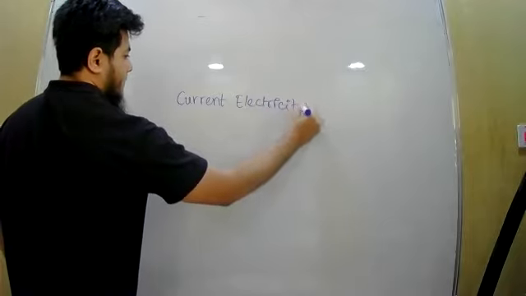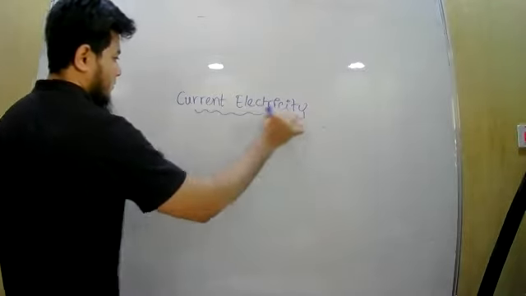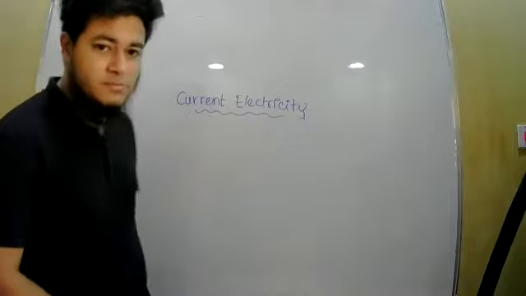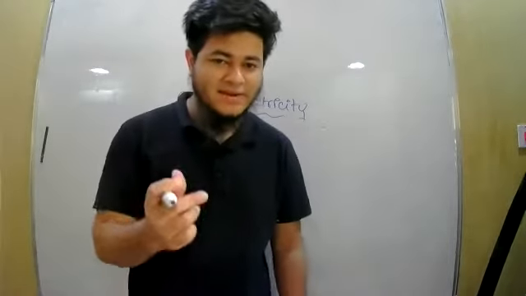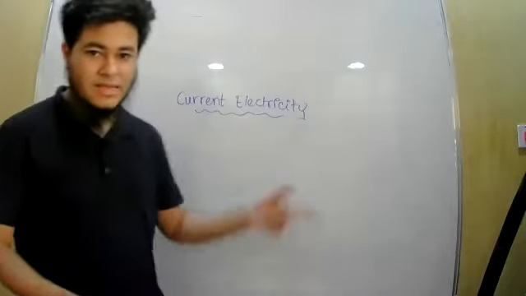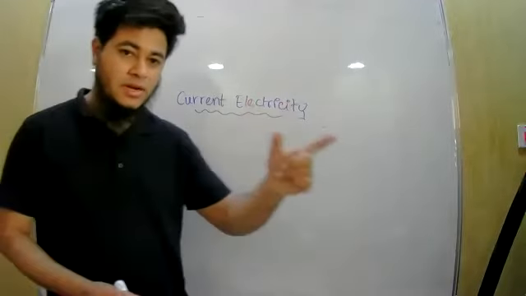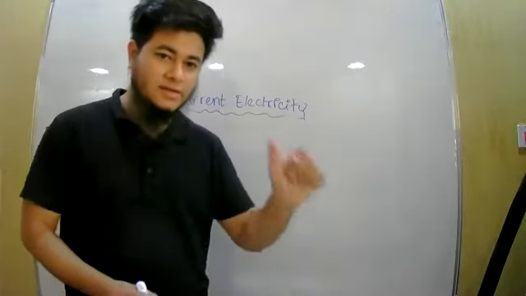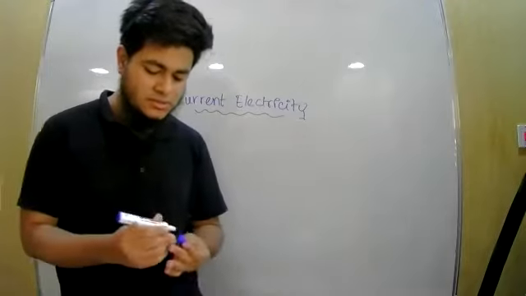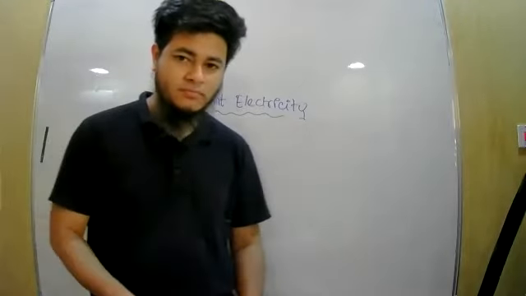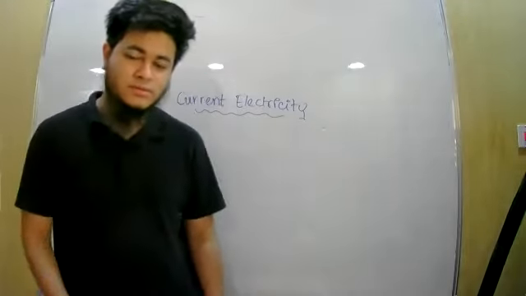Electricity. Okay. So if you remember, the previous chapter that we discussed was static electricity. The electricity part is the same, but now in case of static, it has become current. Now, what is the difference between them? Static means what?